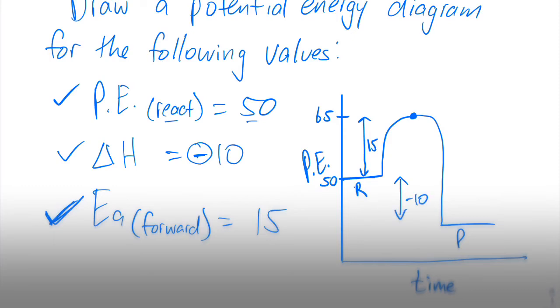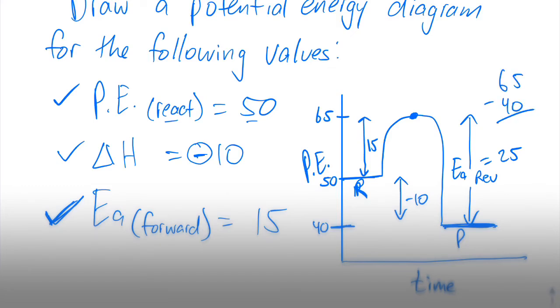So if I was at 50 for my reactants, my products have to be 10 less than that, so we would say that this is 40. And if somebody asks, what would it take to turn those products back into reactants? Well, we'd have to ask, what's the EA reverse for this? So the EA reverse, if we were at 40, I know my activated complex is at 65. This must be equal to 25, right? Because 65 minus 40 is 25. So this is exactly what I would want you guys to be able to draw.